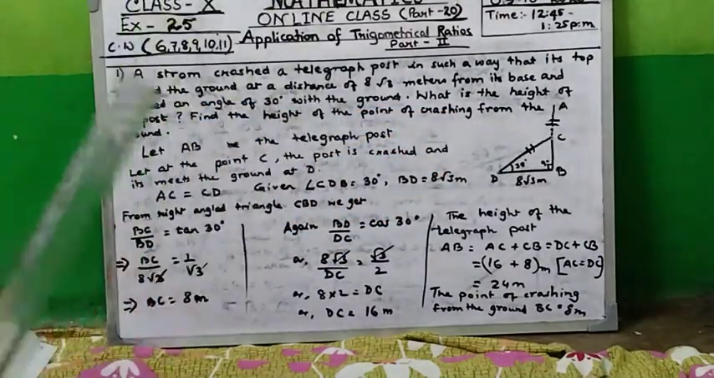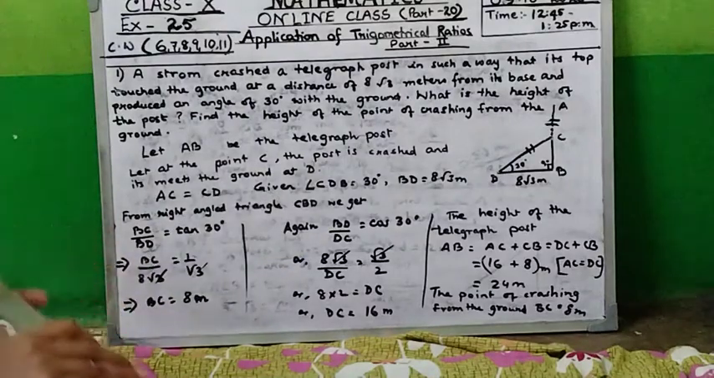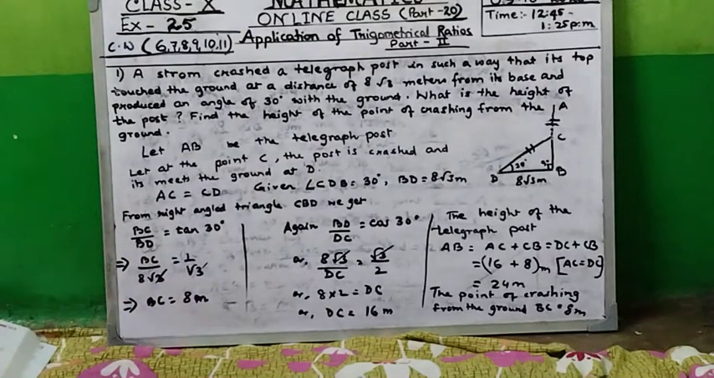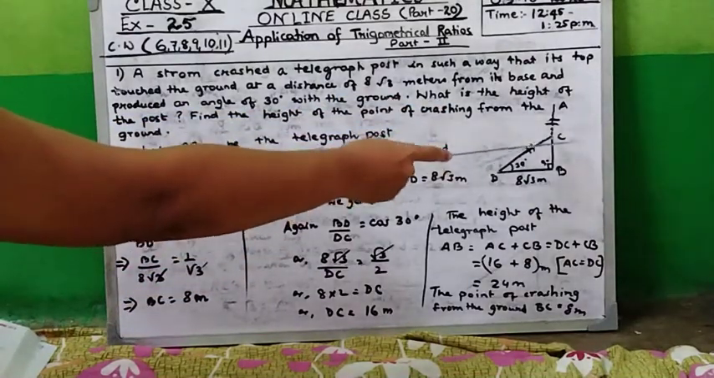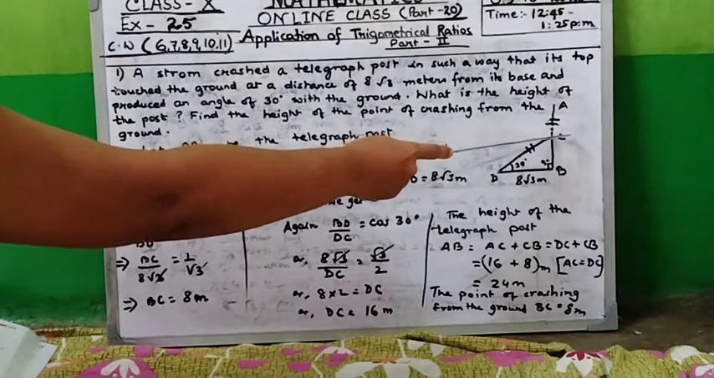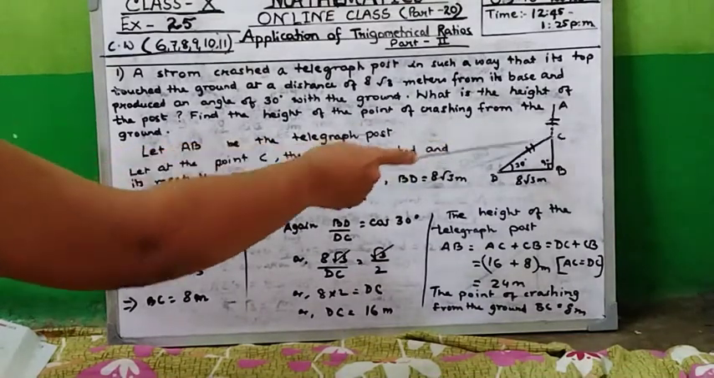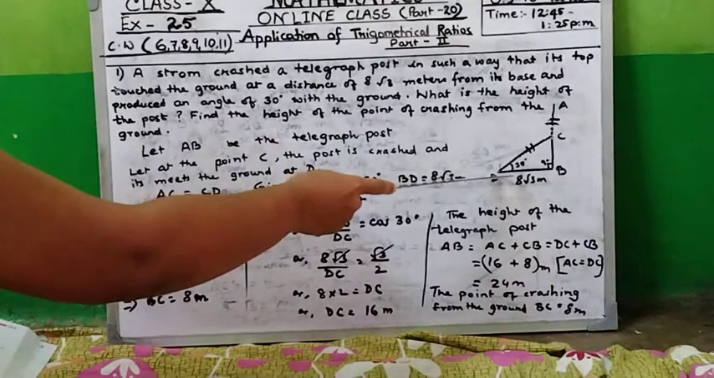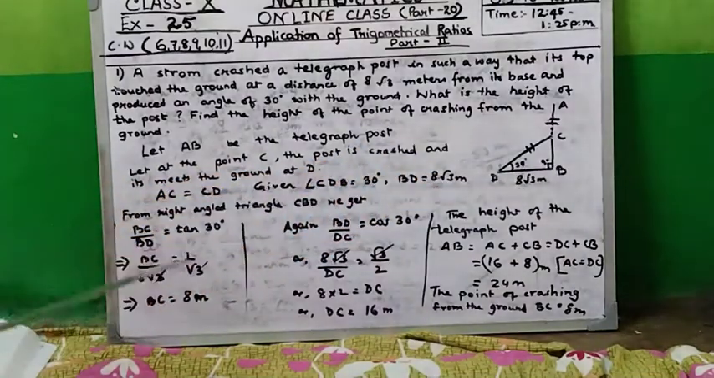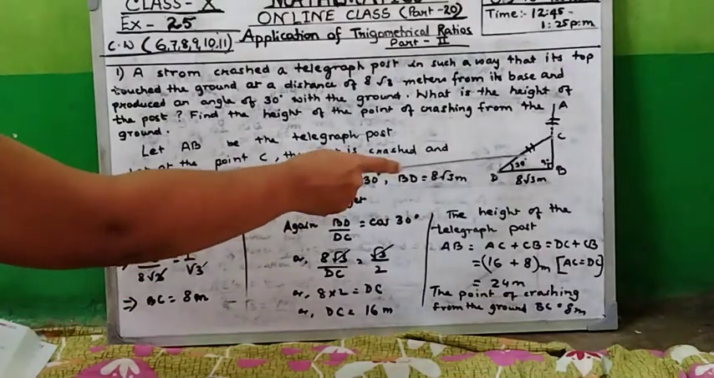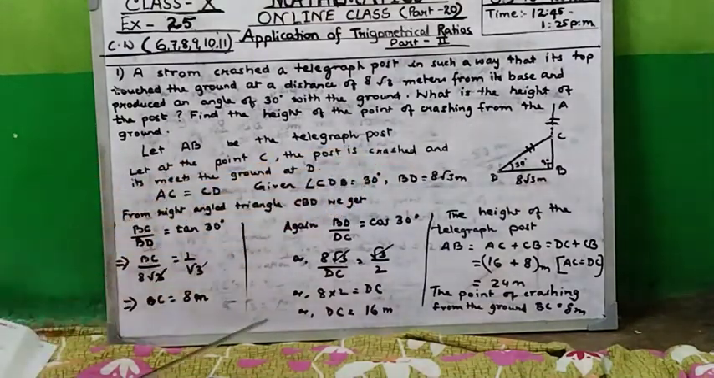Due to the Amphan storm, our telegraph post has got uprooted. It has not uprooted, it has broken, it has bent, it crashed and it bent at a point C. Let AB be the telegraph post and it has bent at the point C. From here it broke and it touched the ground at the point D, making a distance of 8√3 meter. And it is also creating an angle of 30 degree.